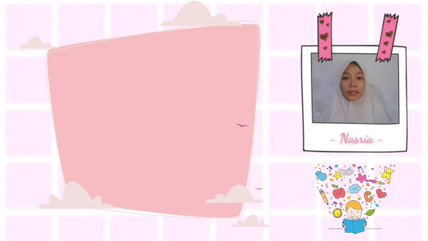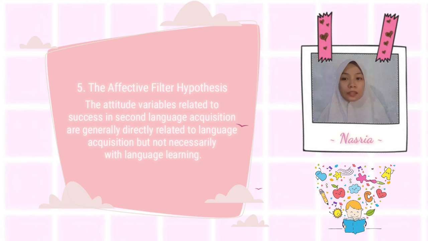The last hypothesis is the affective filter hypothesis. This hypothesis states that the attitude variables related to success in second language acquisition are generally directly related to language acquisition but not necessarily with language learning. Attitude variables include motivation, self-confidence, anxiety, and personality traits. Krashen claims that learners with high motivation, self-confidence, a good self-image, low levels of anxiety, and extroversion are better equipped for success in mastering a second language.